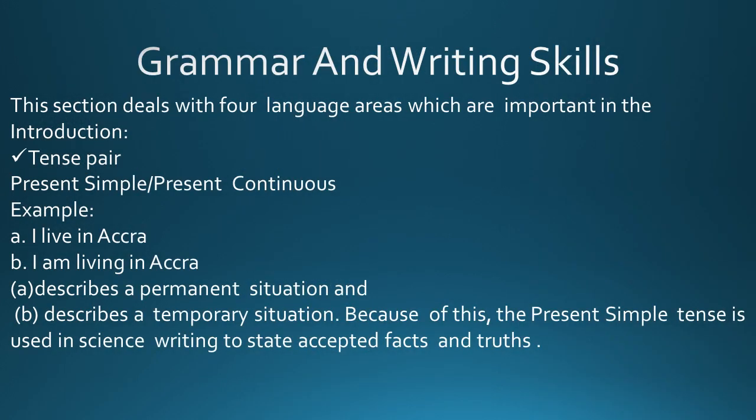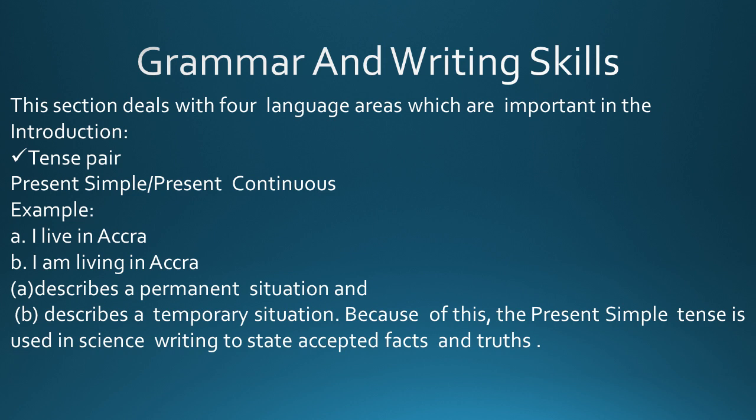In writing the introduction section of your research paper, we need to look at the grammar and writing skills. This section deals with 4 language areas which are important in the introduction. First of all, let's look at the tenses: the present simple or present continuous.